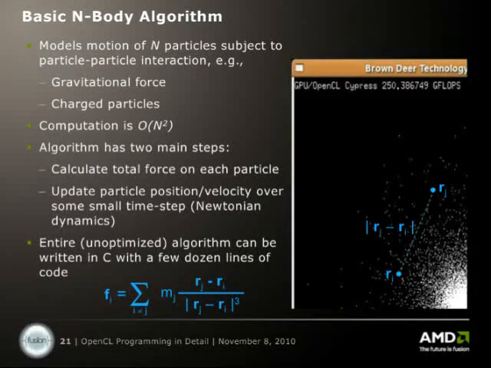Okay, the basic n-body algorithm is a fairly simple algorithm. It's very typically used to show off performance of a lot of these accelerator coprocessors. It models the motion of n particles subject to some type of particle-particle interaction. For example, it's typically used to model gravitational force, such as stars in a galaxy. It could also be used to model charged particles.